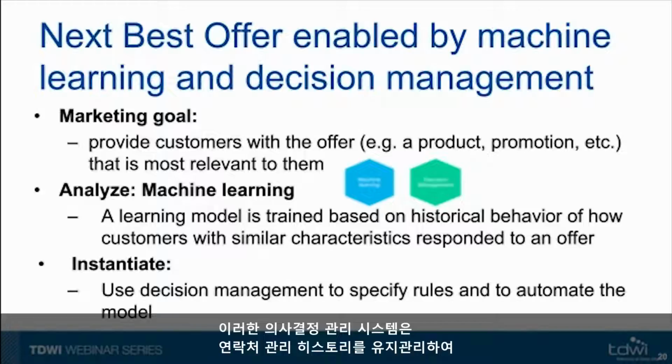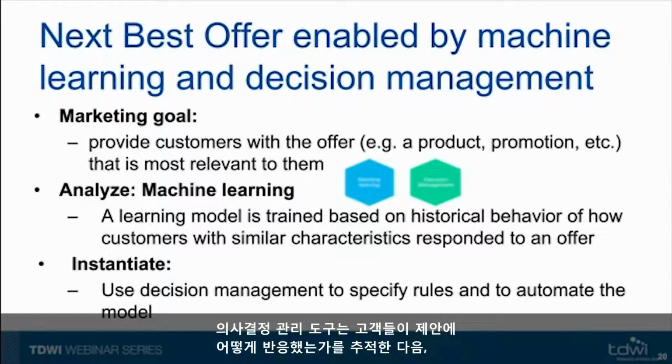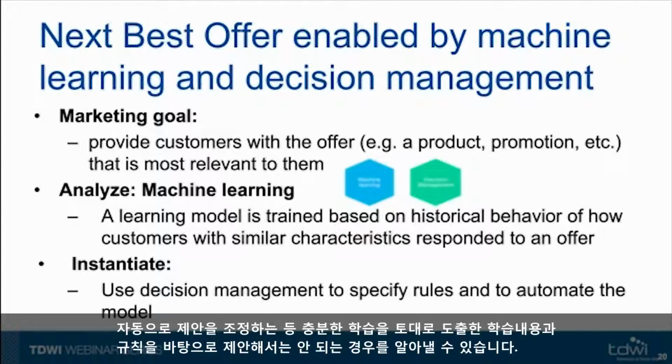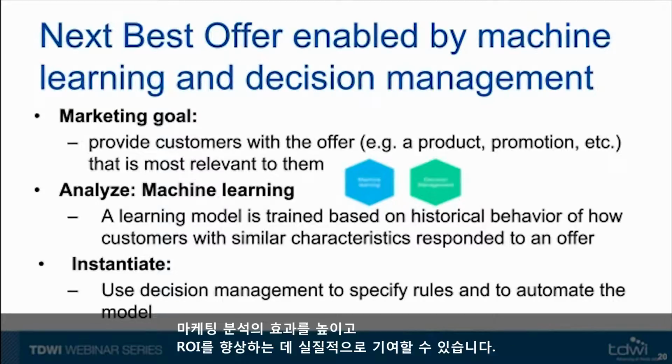Also, what's happening in these decision management systems is that a contact history might be maintained to understand how the customer might have already responded to a similar offer. So the system can learn from that. The decision management tool might also track how customers responded to offers, and then automatically adjust the offers. Or it may be that it learns enough so that, between the learning and the rules, it knows not to make an offer. So you can see that this type of machine learning with decision management can actually help marketing analytics become much more effective and increase ROIs, as Dave was talking about.